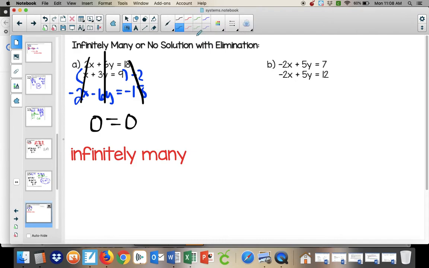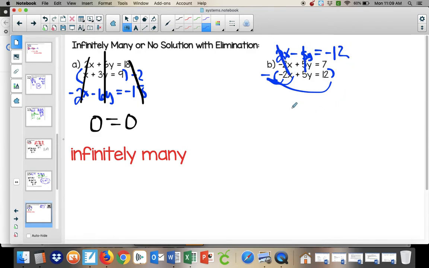Now look what it looks like when you have a no solution. Opposite, opposite. I got to make one of them. So let's just make this where I'm going to subtract it. So I'm left with negative 2x plus 5y equals 7 on the top. When I do this, opposite is 2x. Opposite is minus 5y. Opposite is minus 12. Well, look what happens.